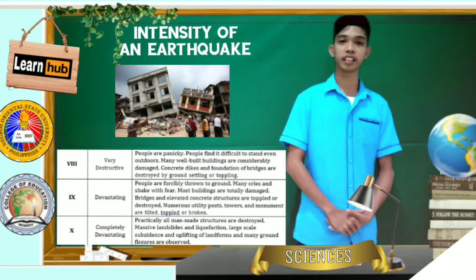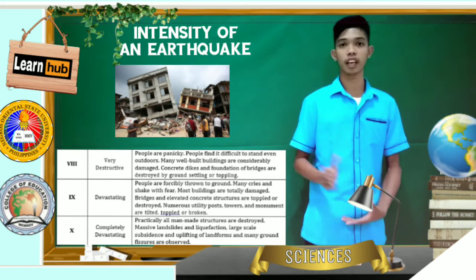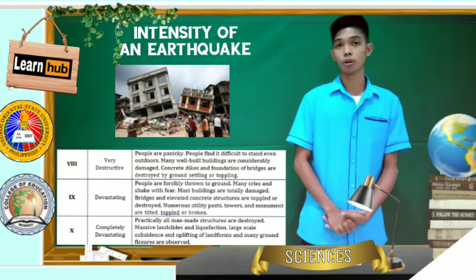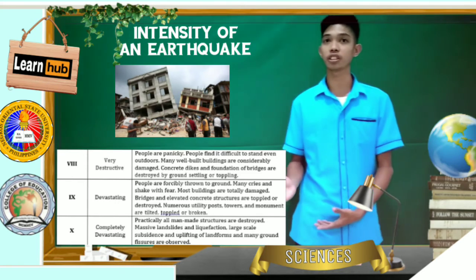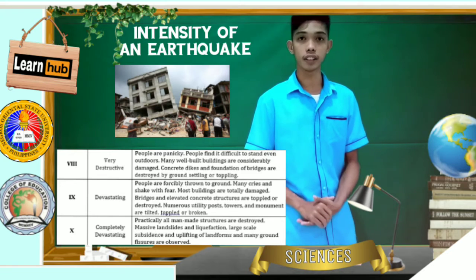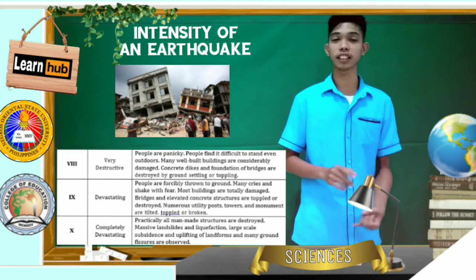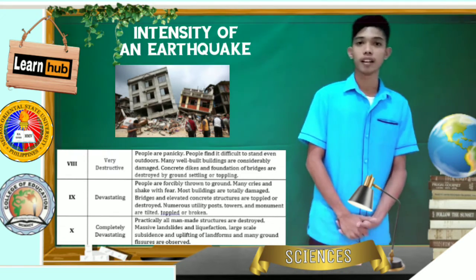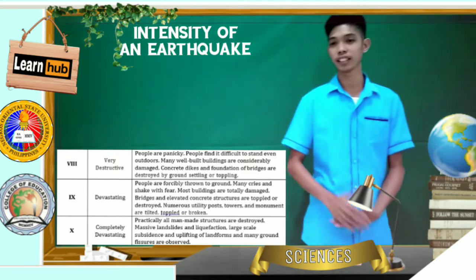So, the last intensity scale is number 10. The shaking of intensity scale number 10 is completely devastating. The effect of this intensity is that man-made structures are destroyed, and intensity scale number 10 can cause landslides and uplifting of landforms. Do you now understand the magnitude scale and intensity scale of an earthquake?